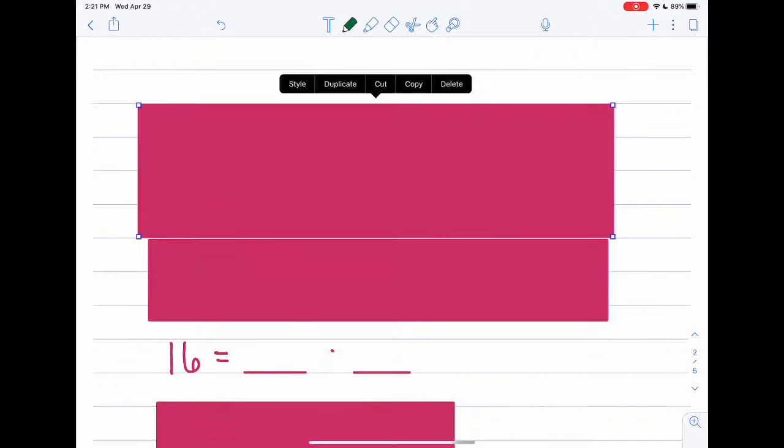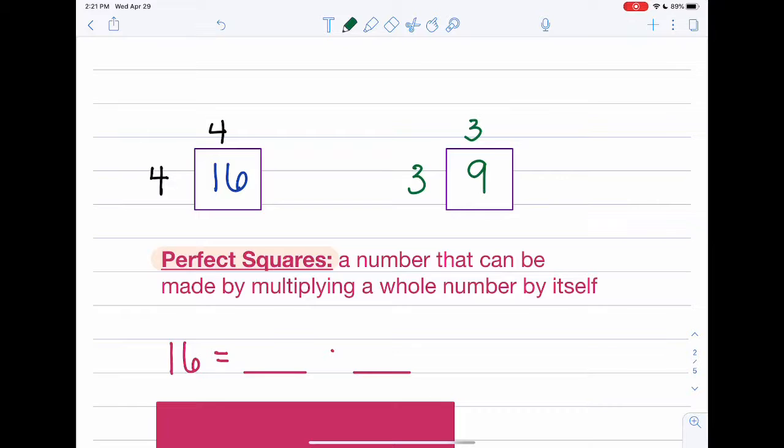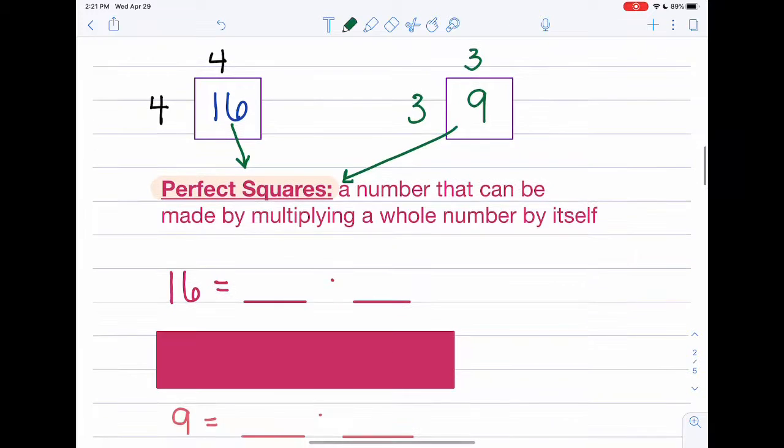So now let's look at the answers we got. And there's something special about the answers 16 and 9. They're what we call perfect squares. And a perfect square is a number that can be made by multiplying a whole number by itself. So both of these, 16 and 9, are perfect squares. So let's look at the definition again.